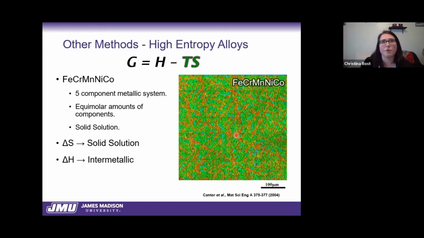Now, for example, here's an EDS map of Cantor's alloy. And while X-ray diffraction shows a single phase, the image shows chemical segregation. So it leads to a lot more questions on the role of entropy and enthalpy in minimizing the free energy.